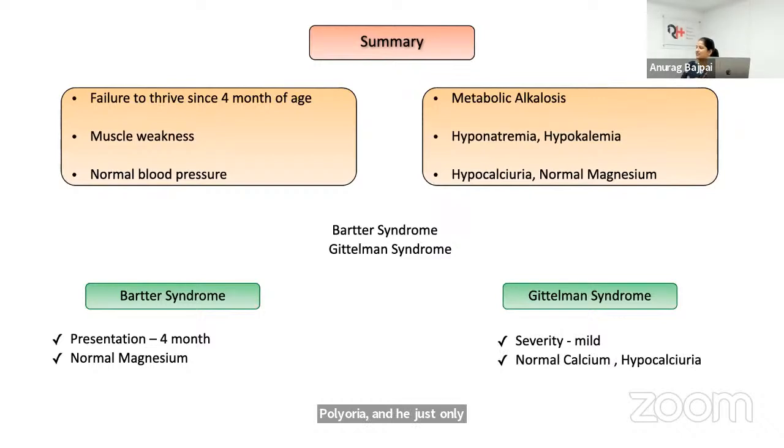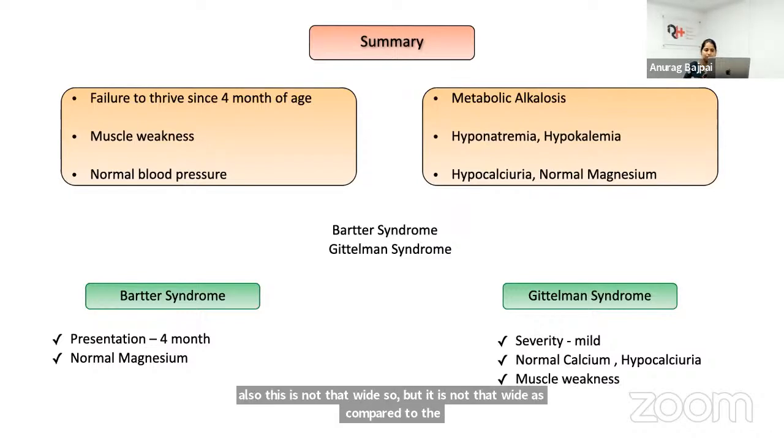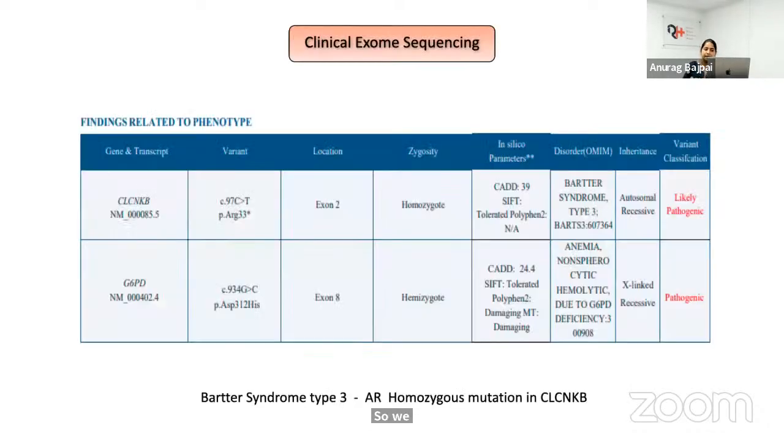Okay, sir. But it is not that mild as compared to Gitelman syndrome, in that regard. And he had normal calcium, and he had hypocalciuria too, and there was muscle weakness only, no polyuria. So we got the genetic testing done, and we found that he had a homozygous mutation in the chloride channel, and it was Bartter syndrome type 3, which is autosomal recessive. And do you think this is likely pathogenic? Pathogenic? Yes, definitely, sir, because everything is fitting into the picture.